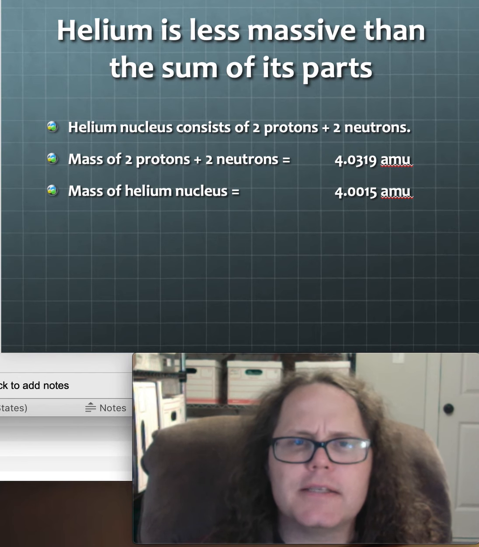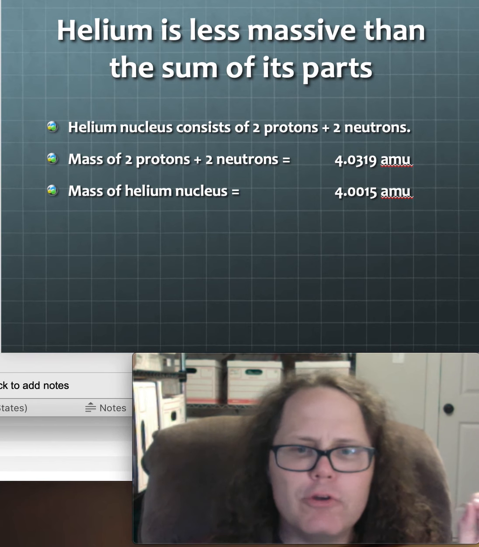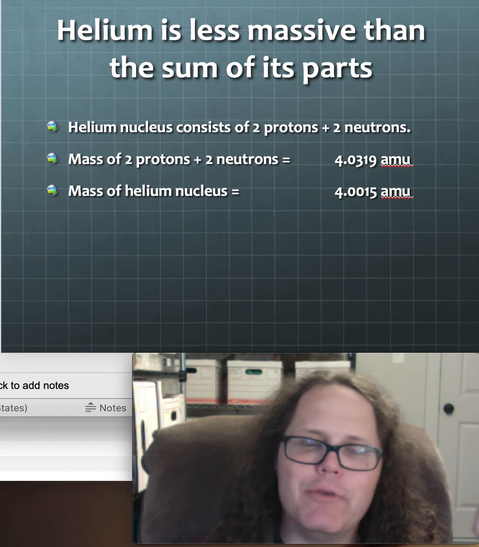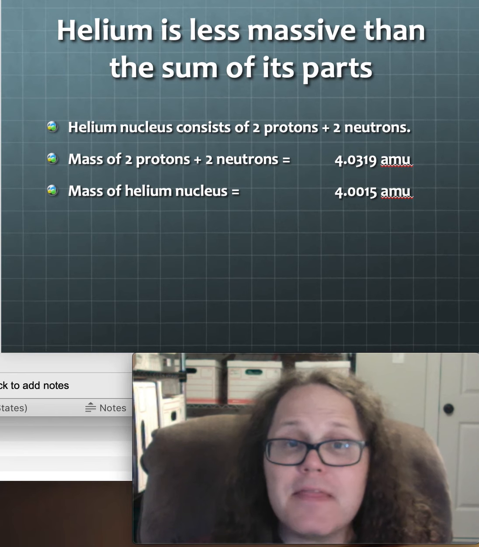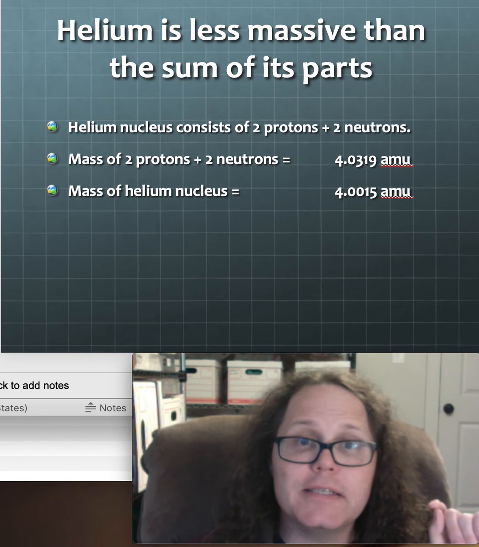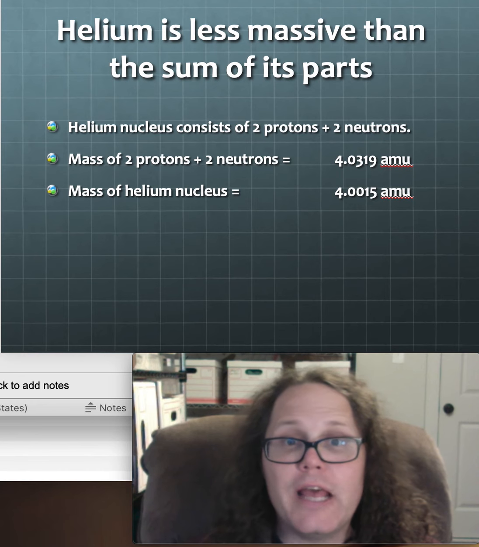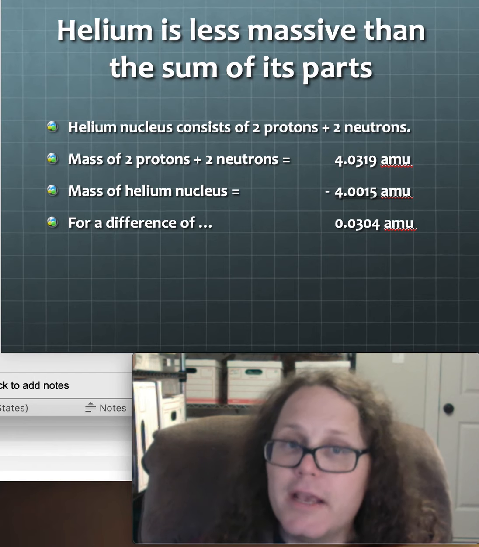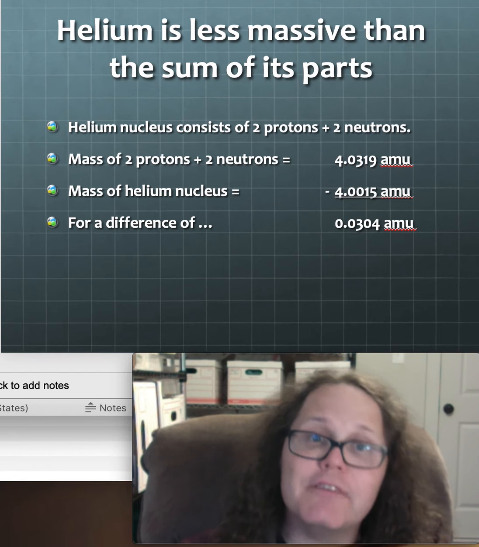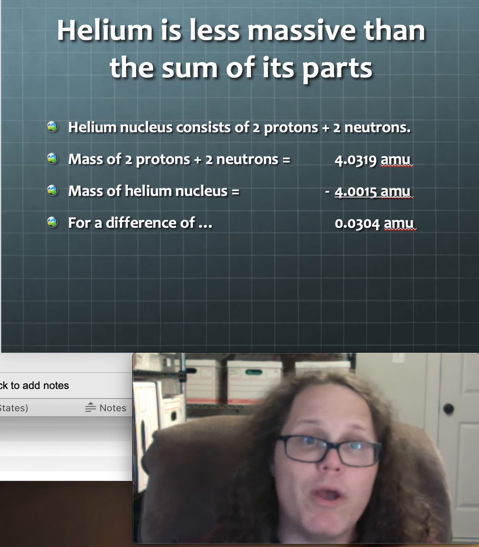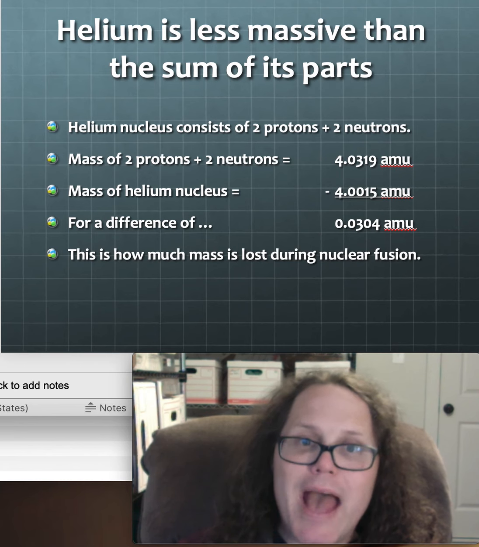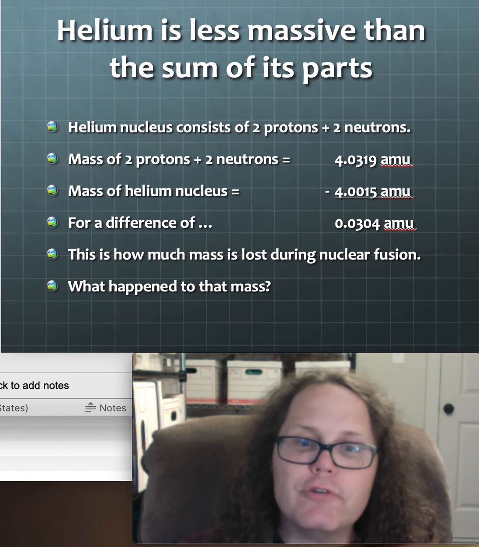A helium nucleus is made of two protons and two neutrons. If you add up the masses of those particles separately, they total about 4.03 AMU. However, when you combine them into one helium nucleus, their total mass is less than that, only about 4.00 AMU. A helium nucleus is therefore less massive than the sum of its parts, about 0.03 AMU less massive, to be precise. That mass was lost during nuclear fusion, so what happened to it?